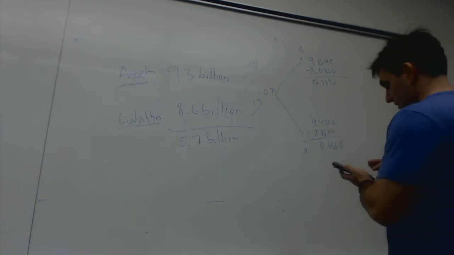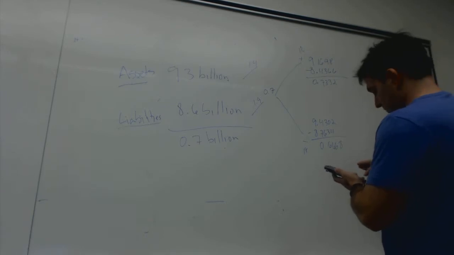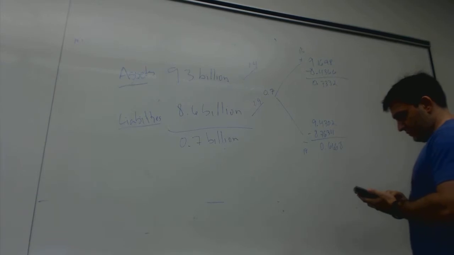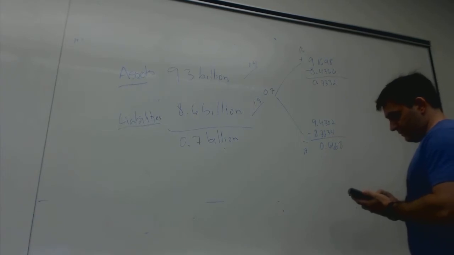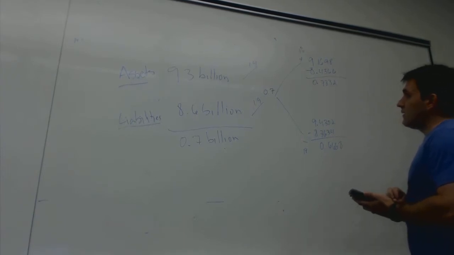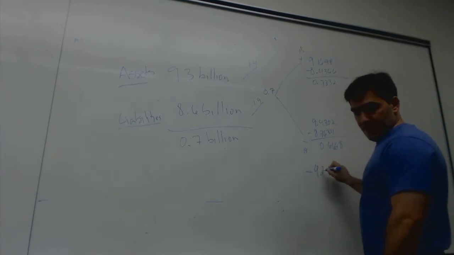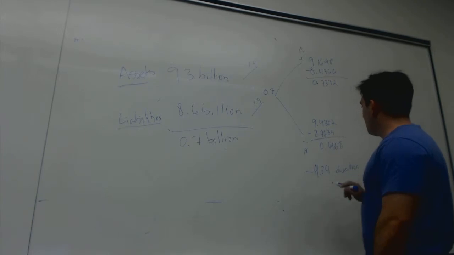So if I say 0.7332 divided by 0.7 minus 1 and 0.6668 divided by 0.7 minus 1, and I get minus 4.74 duration for equity. What do you do to get the 4.74?